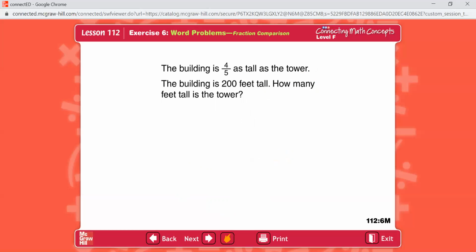New problem. The building is 4/5 as tall as the tower. The building is 200 feet tall. How many feet taller is the tower? The equation for this is B for building equals 4/5 T. T represents tower. B equals 4/5 T. Then it gives us a number for buildings, B. I need to plug in 200 for B.